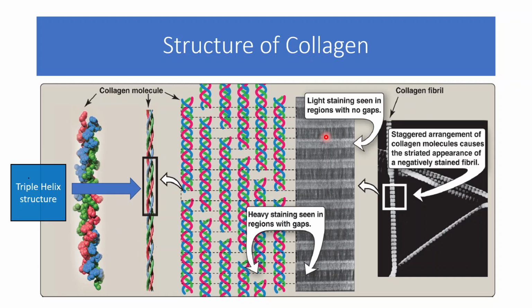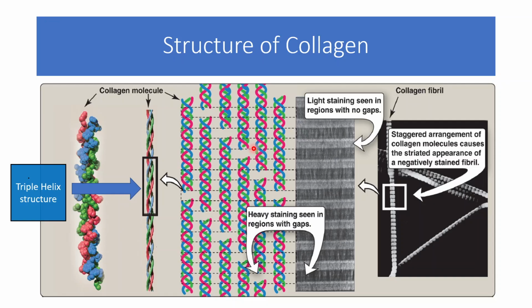So we can see that the arrangement has a dark stained region as well as a light stained region because of this staggered appearance of collagen fibers.